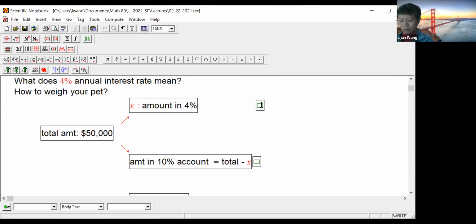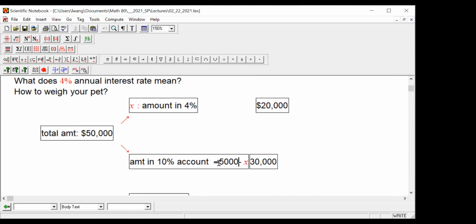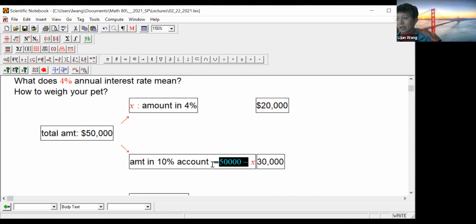If you invested 20,000, the other account will be what? 30,000. Does that make sense? You simply take 20,000 and subtract from 50,000, right? So now we have 50,000 here, and you get the other amount. Do you guys see how that works?